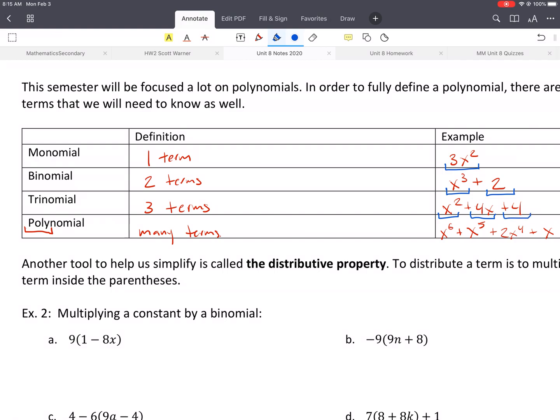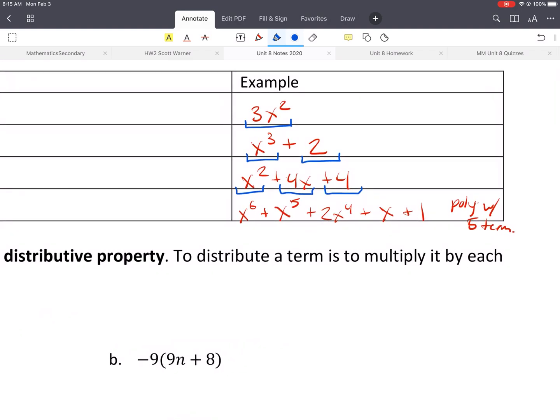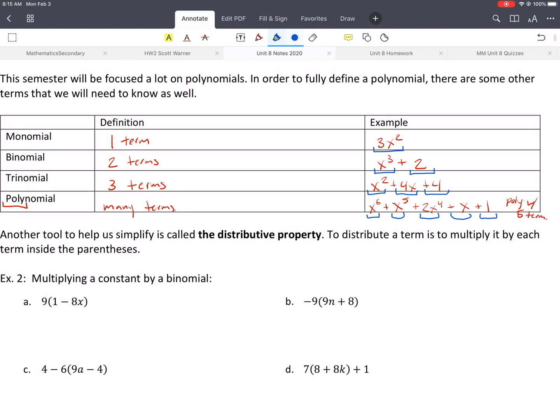And then polynomial just means many, so many terms. If we have more than 3, like for example, here we have 5 terms, 1, 2, 3, 4, 5, we would just say it's a polynomial with 5 terms. Okay, so the first number of terms, 1 term, 2 terms, 3 terms, we're going to call those special names like monomial, binomial, trinomial. And then anything above that, like 4 terms, would be a polynomial with 4 terms. Or 5 terms would be a polynomial with 5 terms.